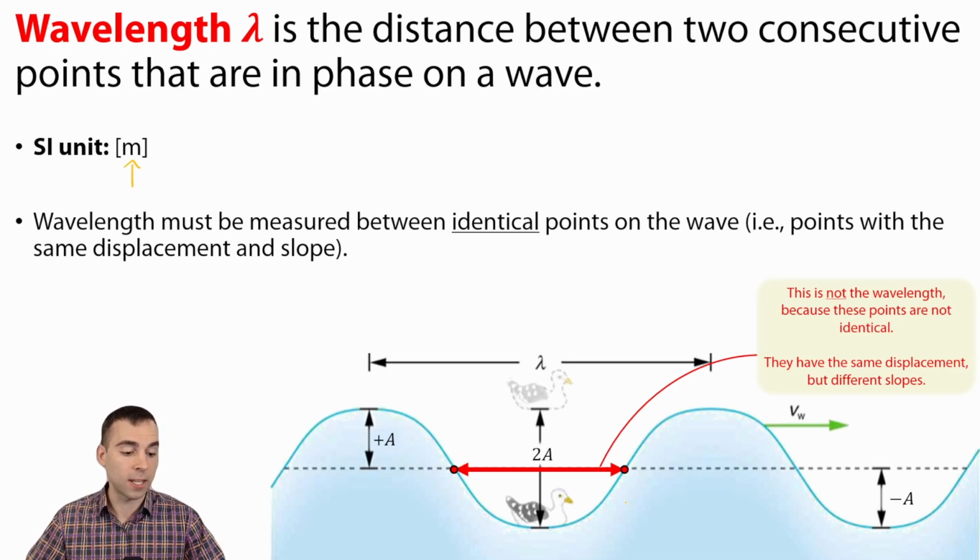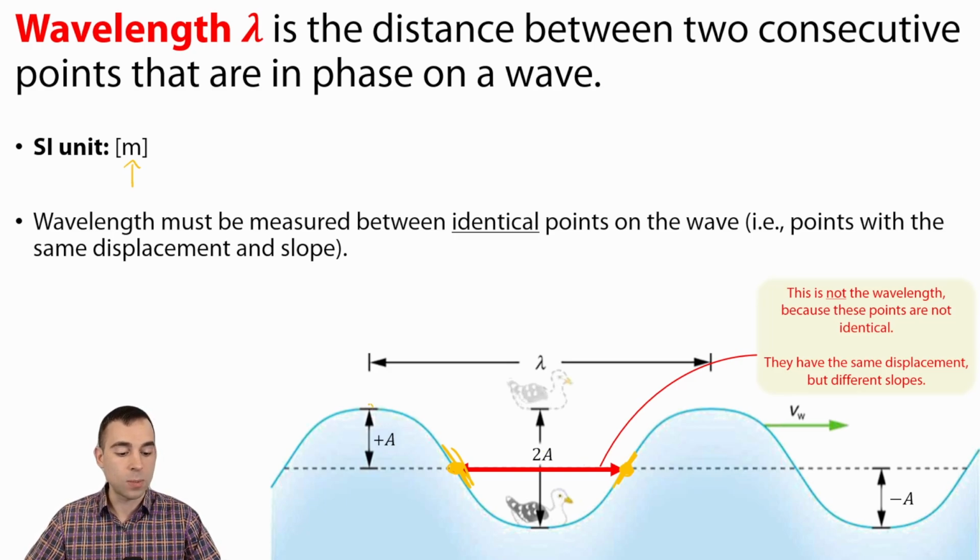So if we take a look at this diagram down here, you would see that there's a point here at the equilibrium position on the left and a point here at the equilibrium position on the right. But that is not actually measuring the wavelength. That is measuring half of the wavelength. These two points are not identical. As this wave travels to the right, we see that it is downward sloped for the point on the left and upward sloped on the point on the right. These are not identical points right here, so this red quantity is not the wavelength.